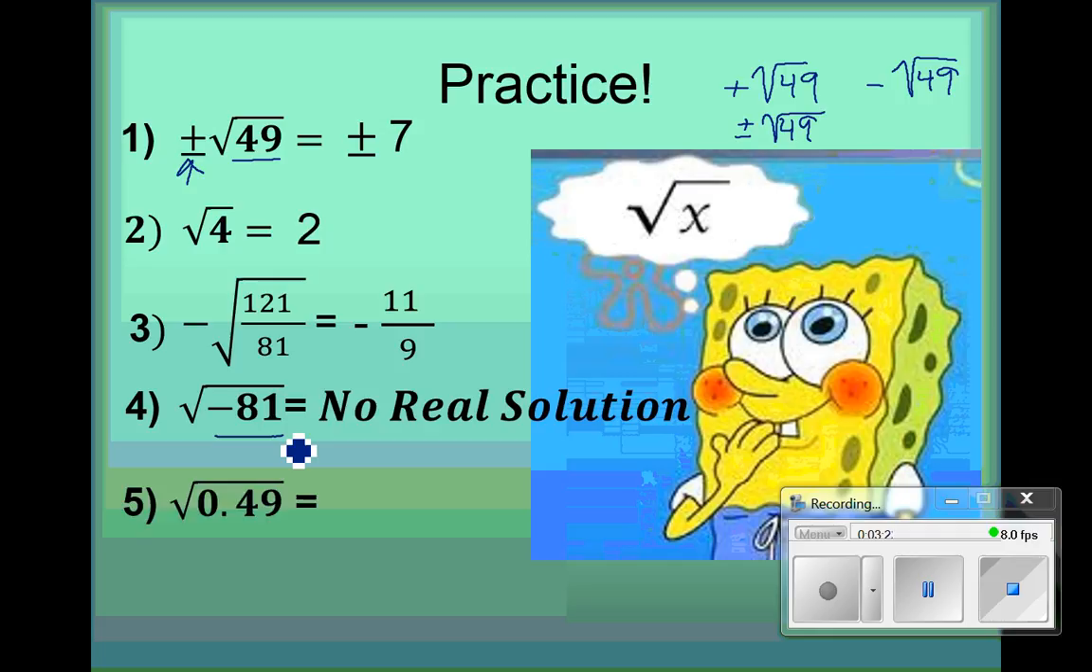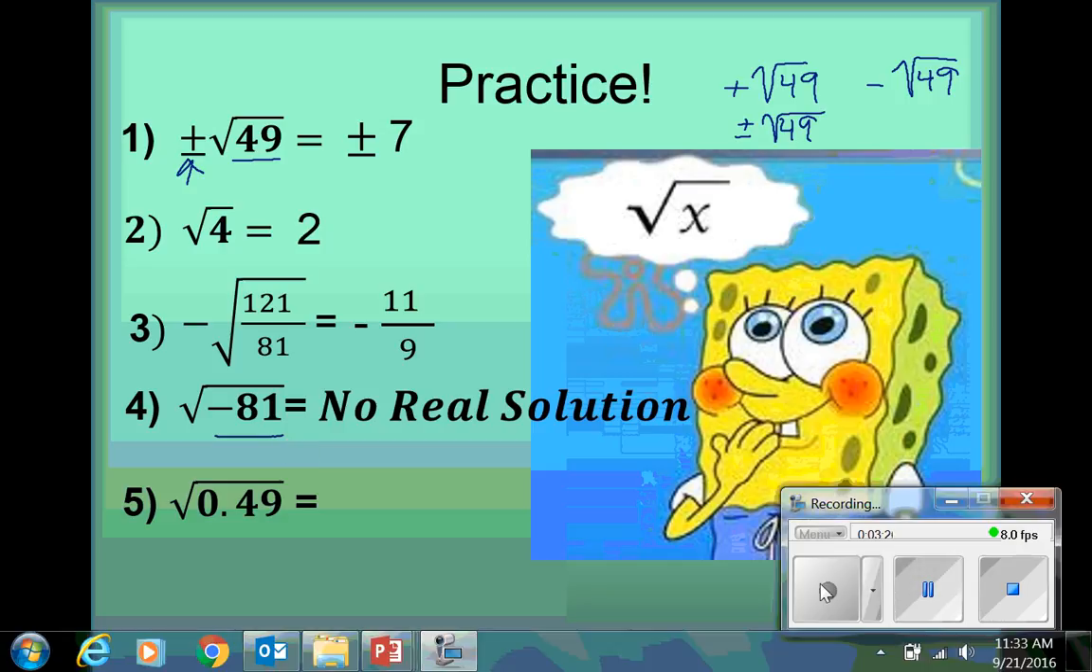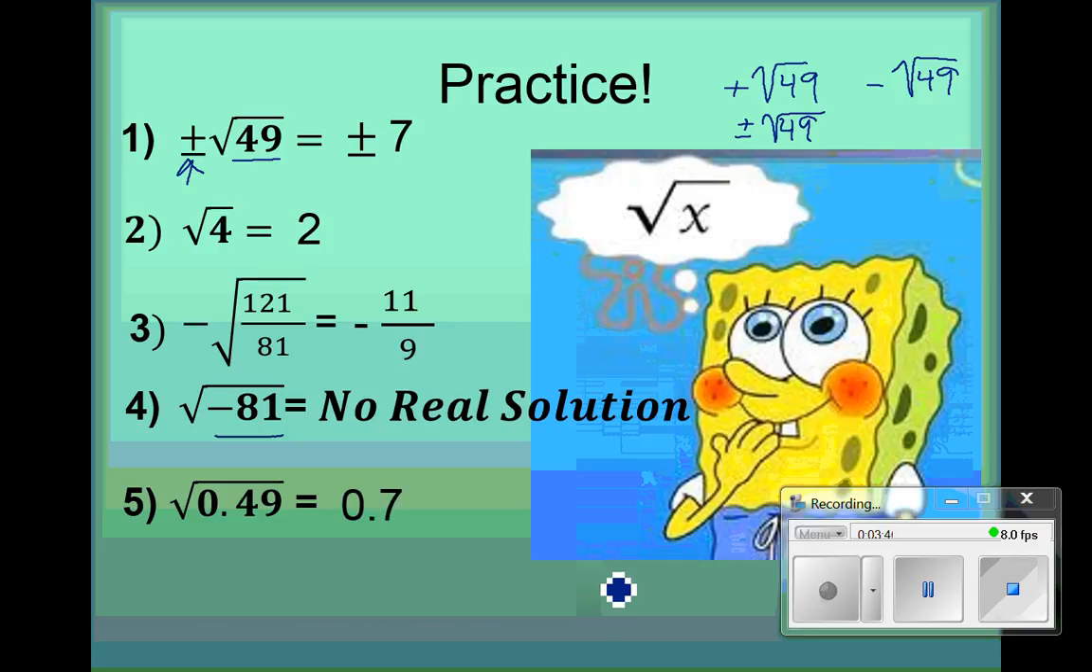Let's look at question number 5. Although this one is a decimal, you can still solve it. So looking at it, we have 0.49. 49 is a perfect square, and we have a decimal involved. But we're going to do the same thing and get the answer to be 0.7, because 0.7 times 0.7 is 0.49.